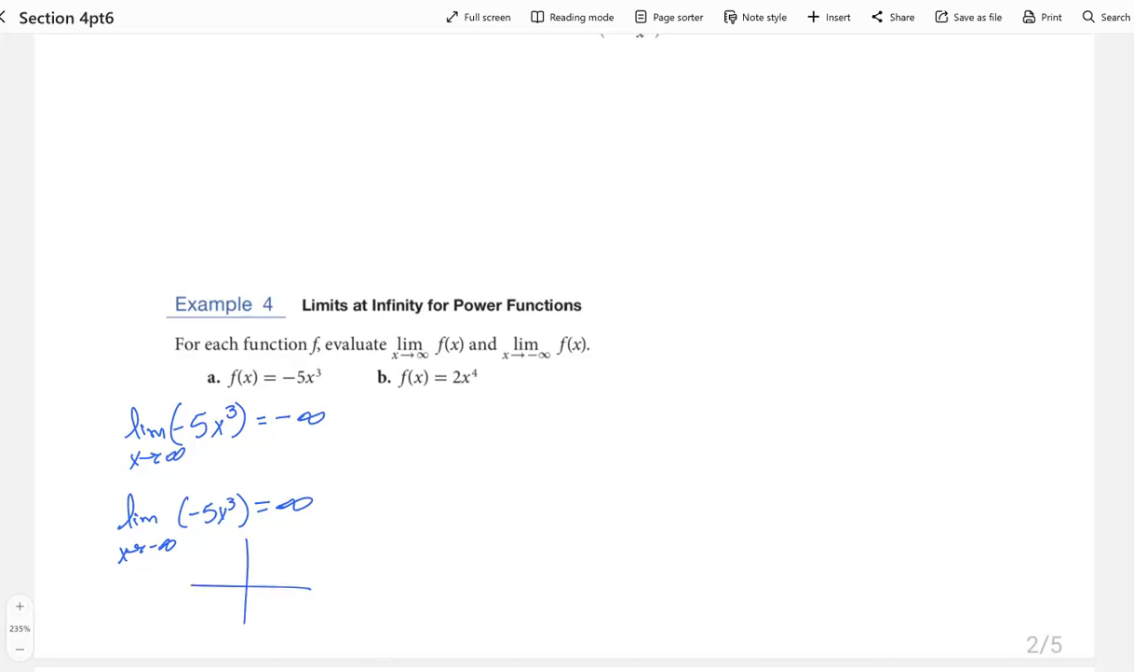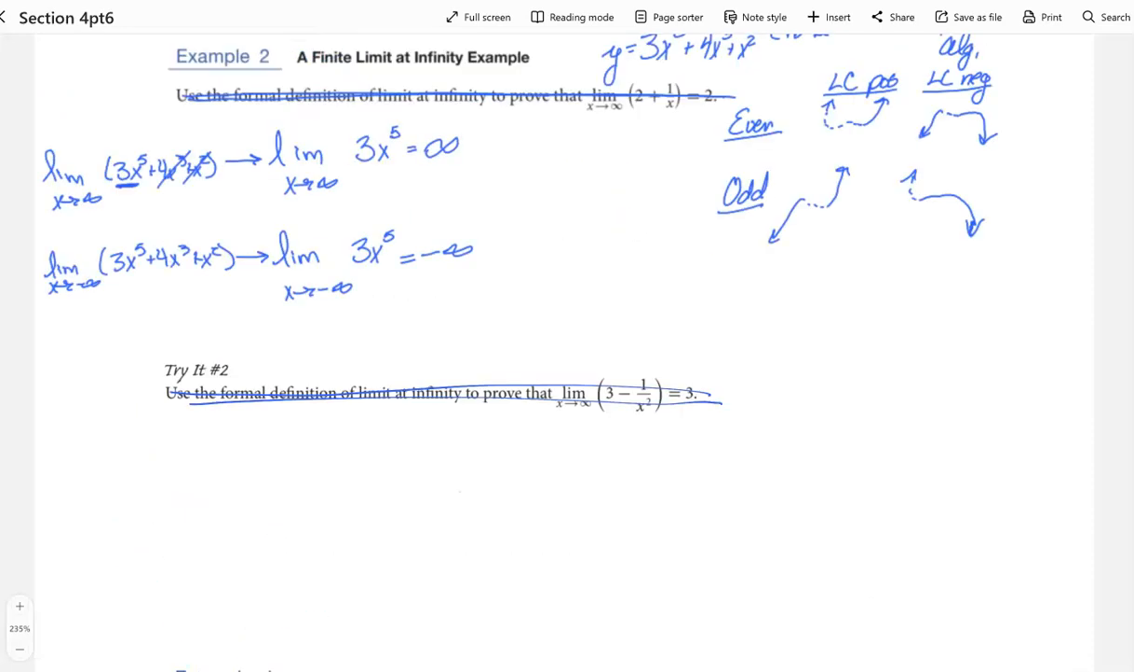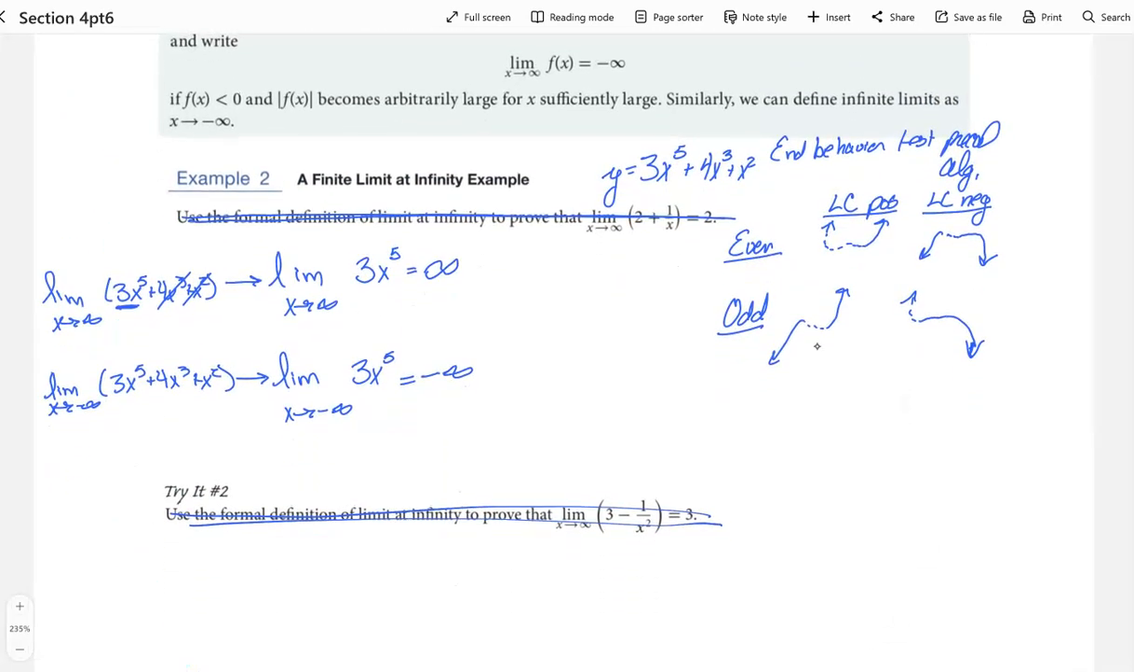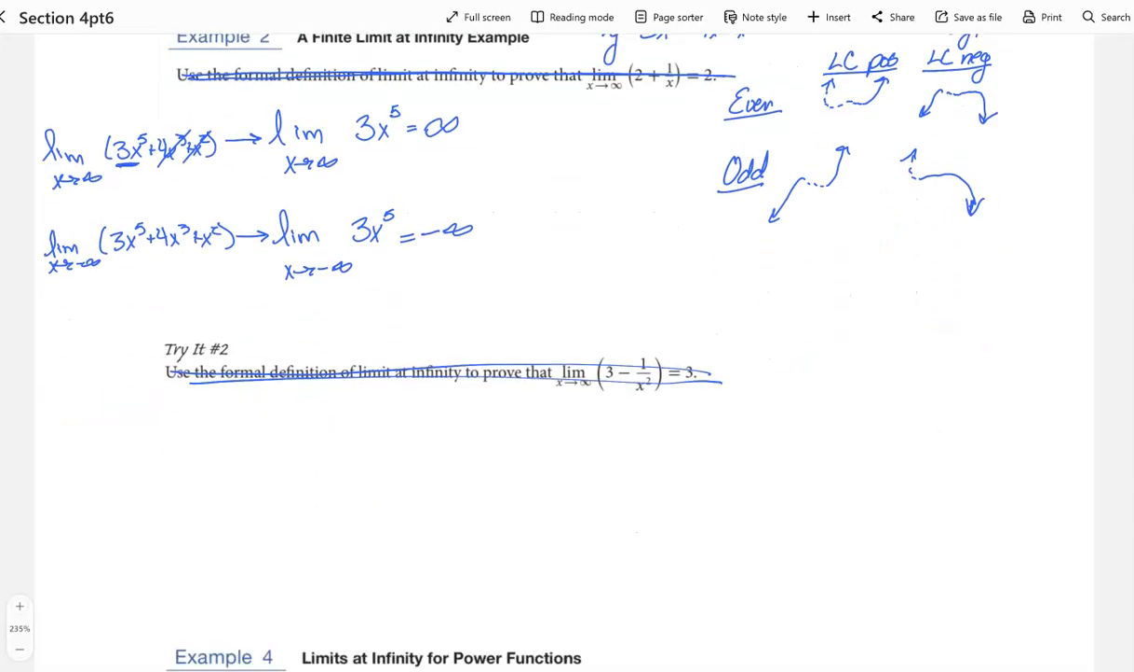We were thinking about this on that graph, that Cartesian plane. On that right-hand side, it's going to head to negative infinity. On that left-hand side, it's going to head to positive infinity, which agrees with our end behavior test, because this would be an odd exponent with a negative leading coefficient.